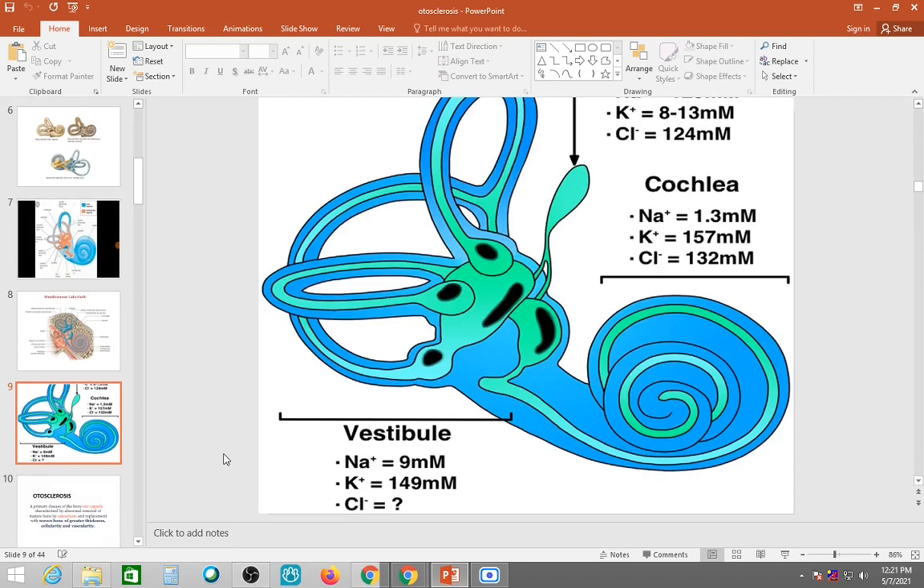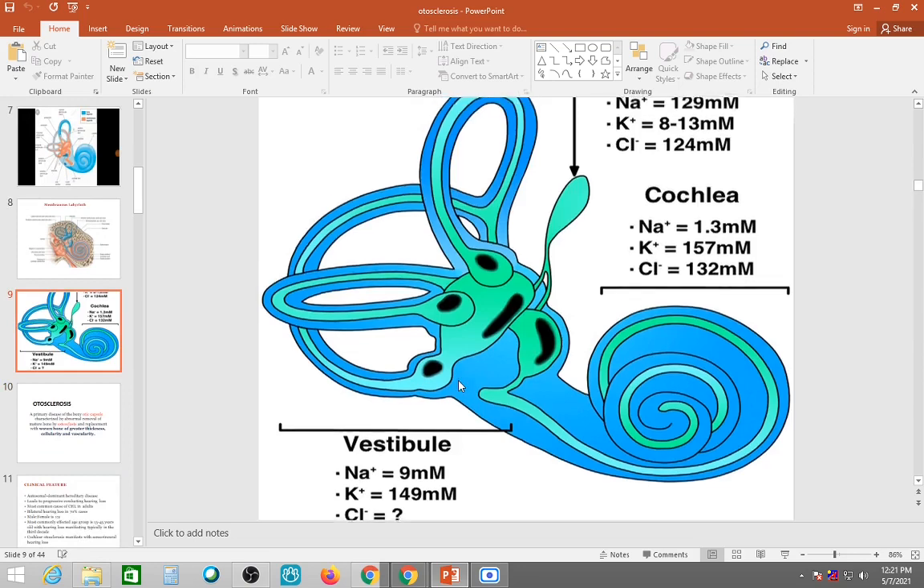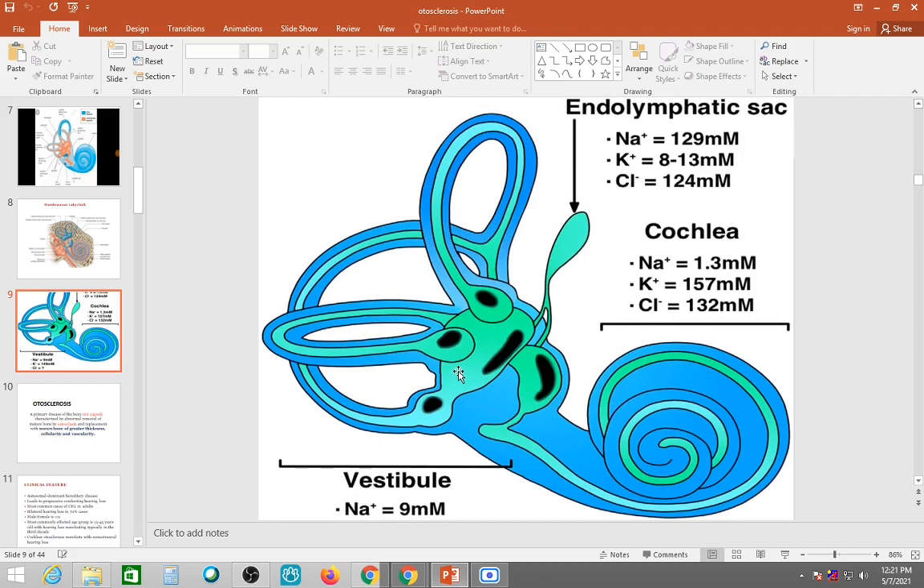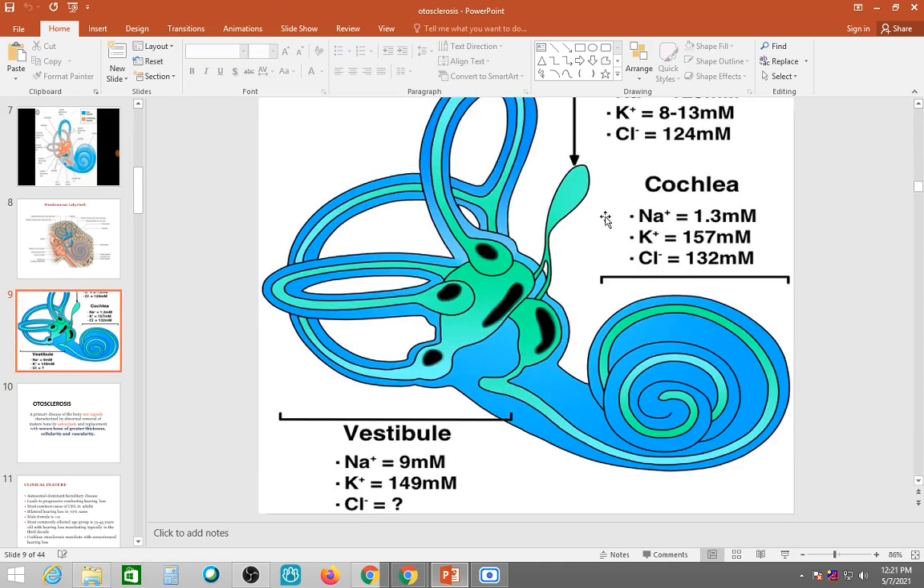Second slide. In our inner ear, the endolymph also carries fluid. What are the electrolytes? Sodium, potassium, and chloride are carried in the endolymphatic sac. The cochlea also carries sodium, potassium, and chloride. And the vestibule also carries electrolytes, but chloride is absent. That's why you have heard about tinnitus and so on.